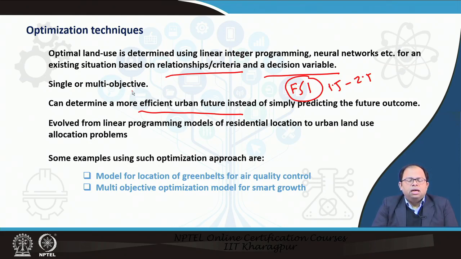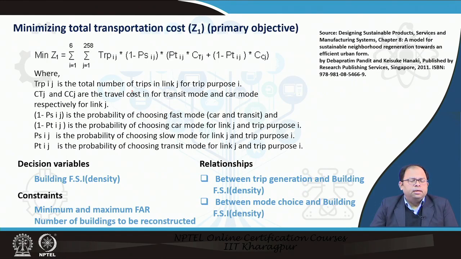Some examples for this particular approach are a model for location of green belts for air quality control, and a multi-objective optimization model for smart growth. These are some examples of these optimization techniques. But these kinds of models are rare in the research literature.